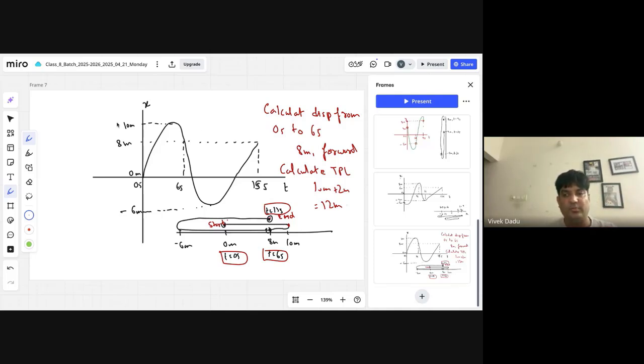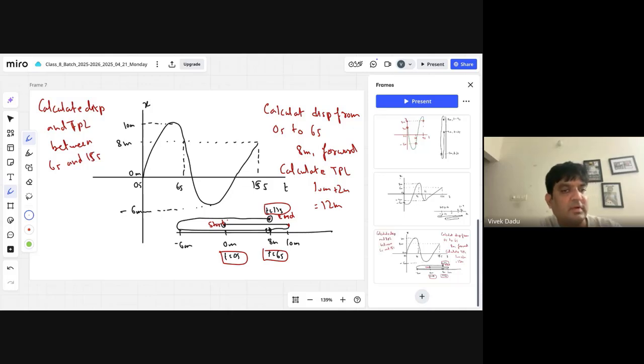Hello? Can you repeat the exercise? Calculate displacement and TPL between 6 second and 15 second. Can you do that? Total path length.